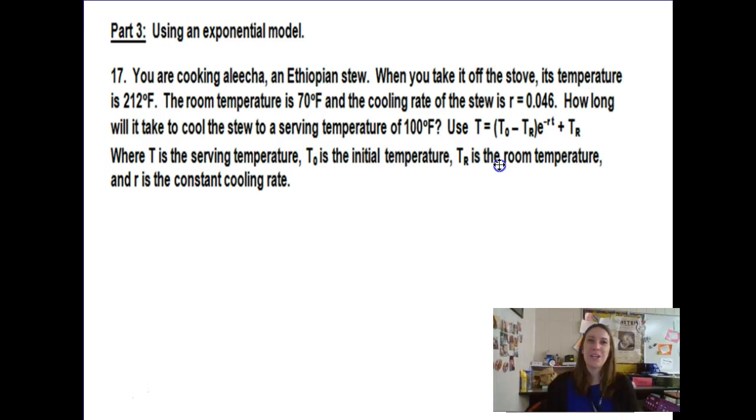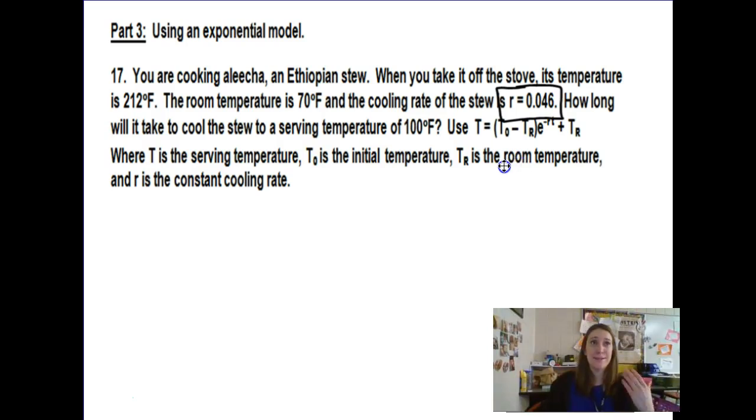So we're cooking stew, alicha, by the way, which is an Ethiopian stew. Someone Googled that. And its temperature when it comes off the stove is 212 degrees Fahrenheit. It was boiling. Apparently that's the boiling temperature for Ethiopian stew. And the room temperature is 70 degrees. And then the cooling rate for your stew is 0.046.